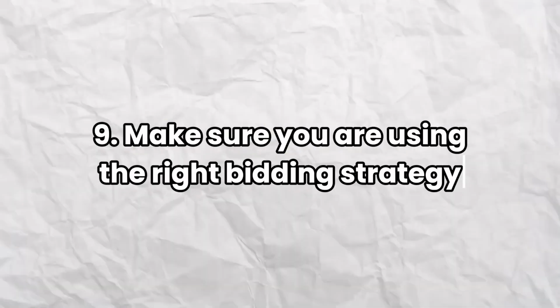Number 9, make sure you're using the right bidding strategy. We've already briefly touched on bidding strategy and traffic quality, but it's worth emphasizing how critical it is when working with a small budget. When your goal is conversions, meaning sales or leads, you need to steer Google in that direction and focus on conversion-focused, smart bidding strategies like maximize conversions or maximize conversion value, so that you can start figuring out what actually converts.